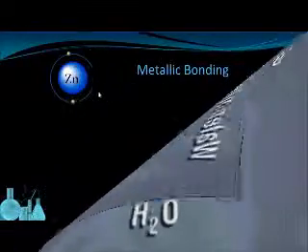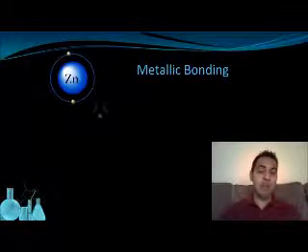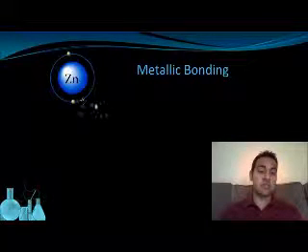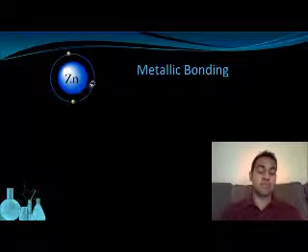Here we have an atom of zinc. This atom of zinc is only showing the valence electrons. I haven't drawn in any of the others. So we have the 2 valence electrons for zinc. And what you would notice is, in a metal, the valence electrons are actually not attached to the atoms themselves.